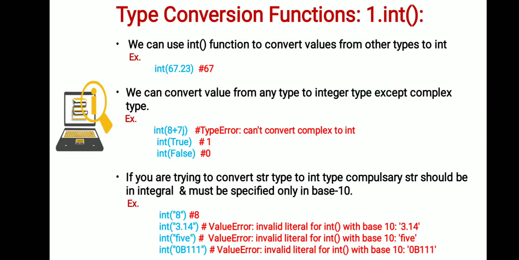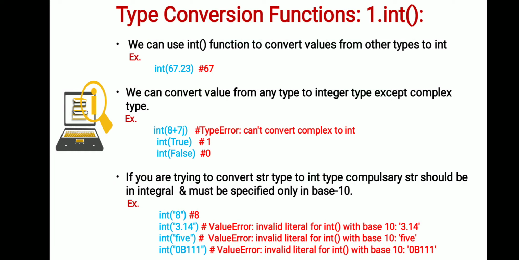Second, we can convert a value from any type to integer type except complex type. It means we can convert boolean to int, we can convert float to int, we can convert string to int, but we can't convert from complex to int. If we try to do so, we get a type error, can't convert complex to int. Now see the example, int of 8 plus 7j. Now 8 plus 7j is a complex number, and if we try to convert it into an integer, we get a type error, can't convert complex to int.